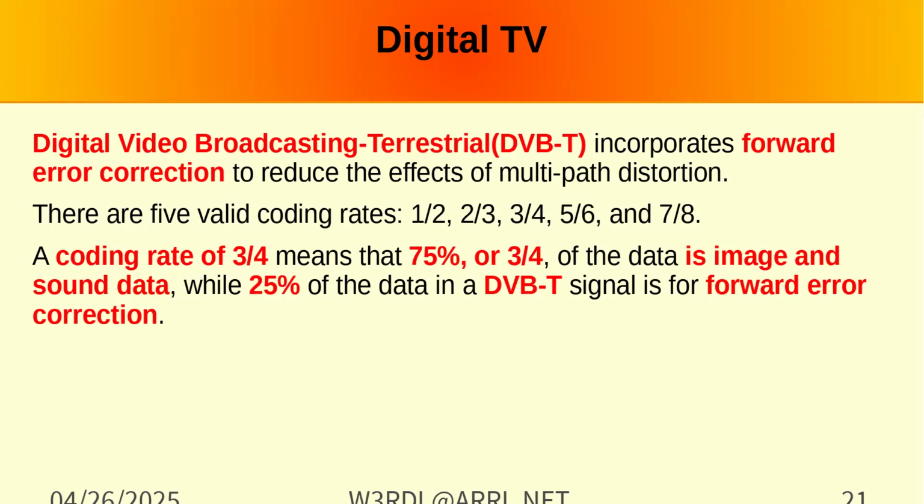So you have a choice anywhere from half up to 7/8. So at 7/8, you wouldn't have much of an error correcting code. And half is fairly inefficient, more solid.